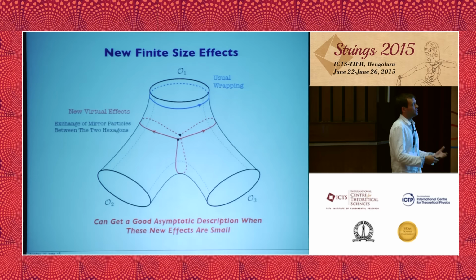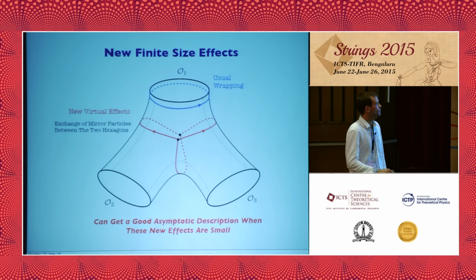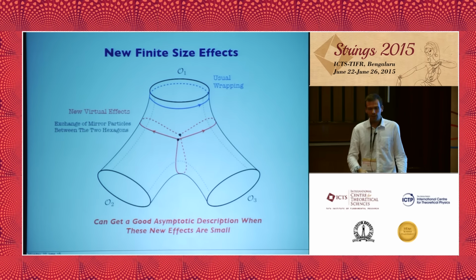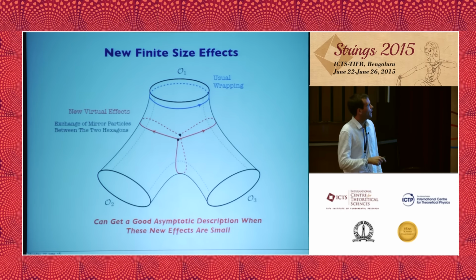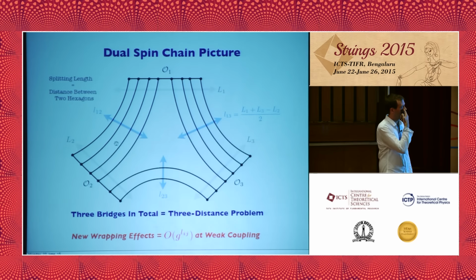And the idea is that the asymptotic description will be good, or under control, only if we can make sure that these three distances here are large. And this will automatically include that wrappings are small, because the particles which are going around are obviously propagating over a bigger length than this one. So these are sort of half wrappings. These are new effects that we want to get rid of.